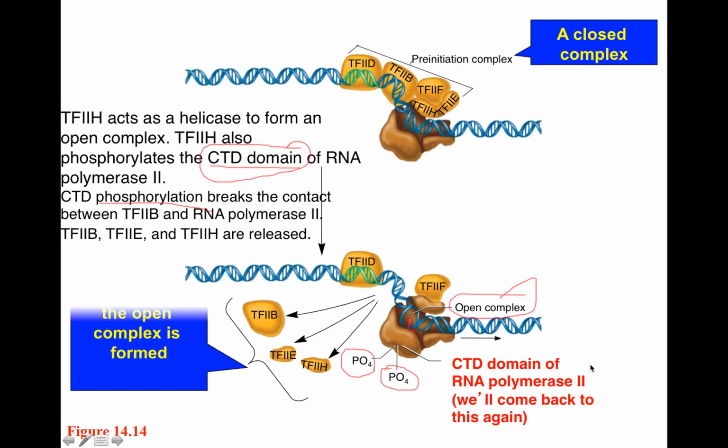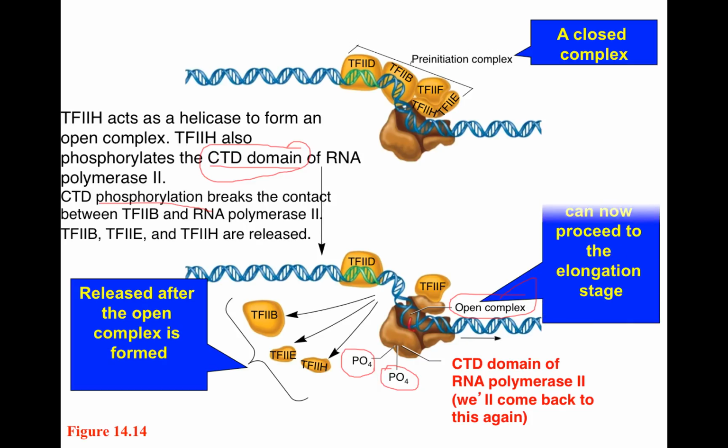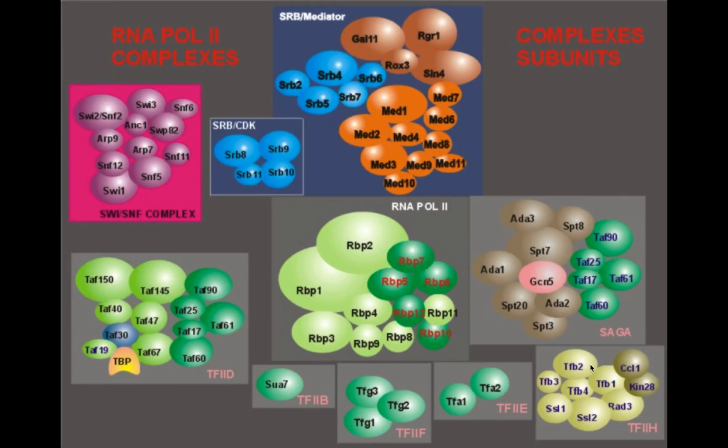So we transition from a closed to an open complex. All those factors are released after the open complex is formed. Very similar to prokaryotic transcription when we release sigma factor in the transition from a closed to an open complex. Okay, so next is the elongation phase.